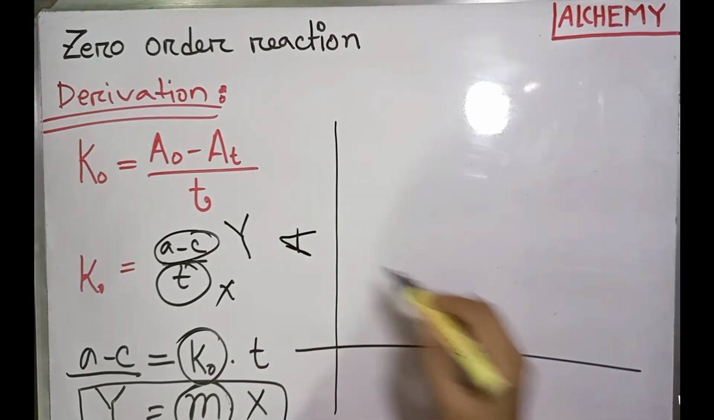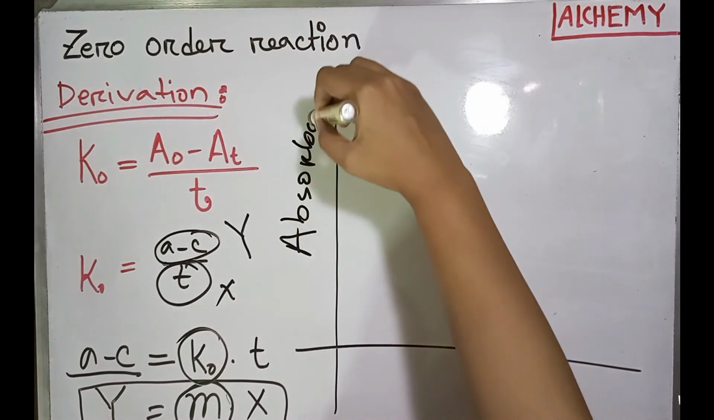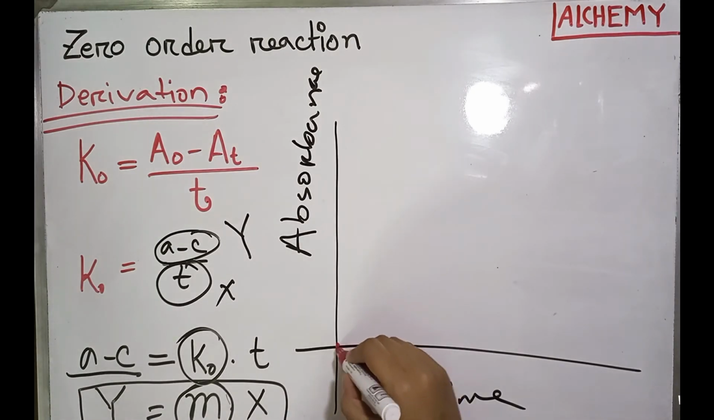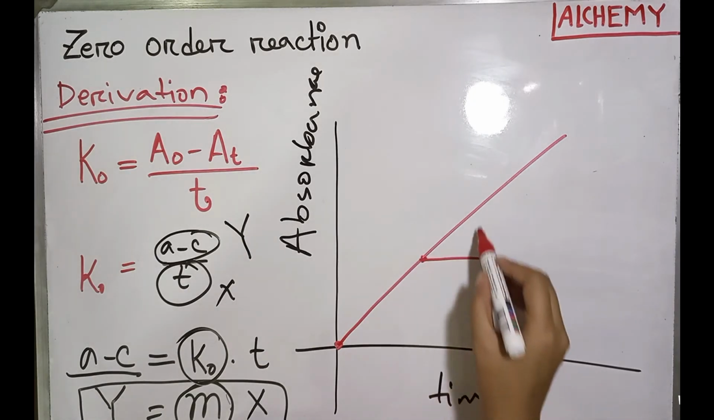But if the absorbance increases over time, now we will see the absorbance is increasing over time. On the y-axis it will be absorbance, and on the x-axis it will be time. So in the graph, absorbance increases over time. That means at the initial time it will be the least amount. Over time it will increase in a straight line. So again we will find k naught from the slope.